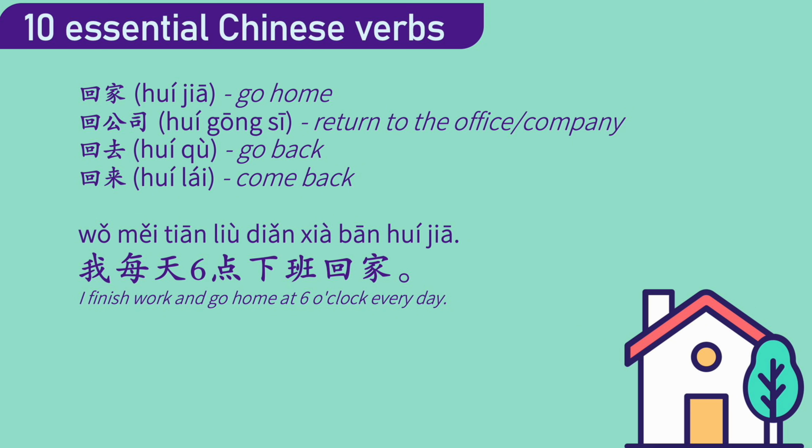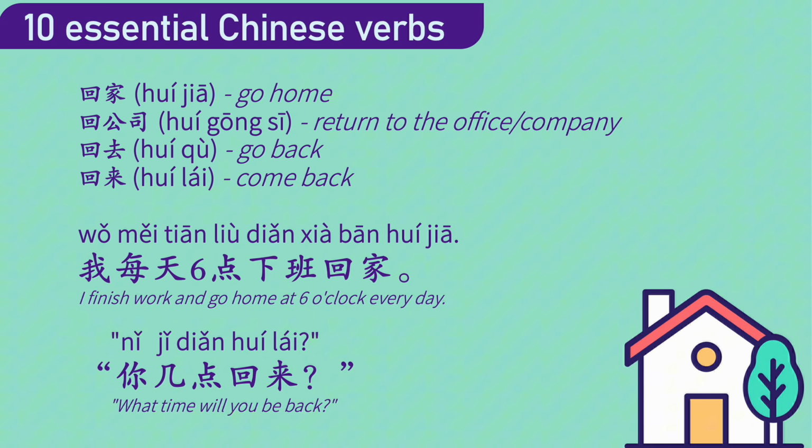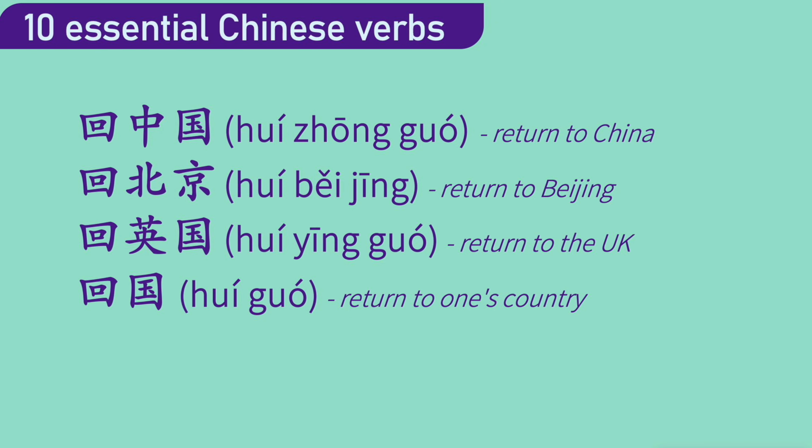Examples. 我每天6点下班回家。下班 is off work, finish work. 每天 every day. And a question you may ask your family. 你几点回来? When you're located at home, you ask your family when they're back home. 你几点回来?